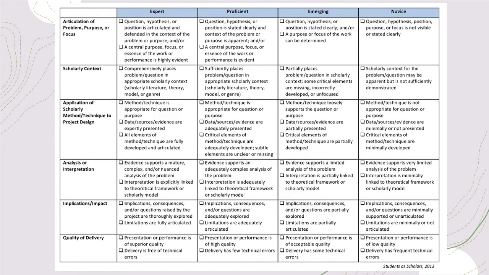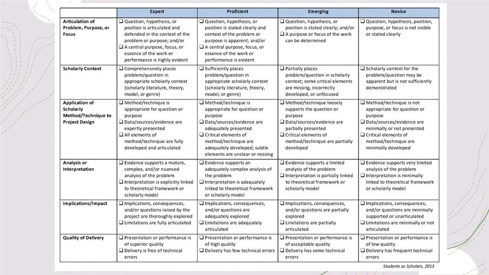So you see the dimensions listed on the left, starting with articulation of problem, purpose, or focus, and continuing down the line to quality of delivery. In this rubric, you'll see that the dimensions are aligned with 4 levels of performance from expert to novice, and each lines up with a description of student performance.